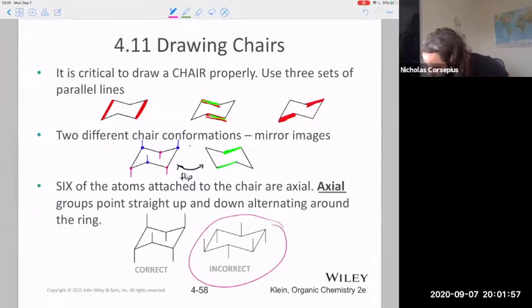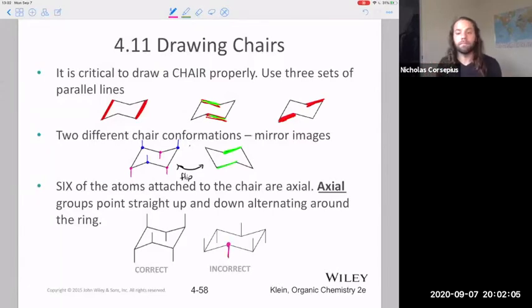So notice, incorrect here, I have at the peak, I have one pointed down. This is a peak and something's pointed down. That's not right. If it's at a peak, it's pointed up. If it's at a V, it's pointed down, okay?